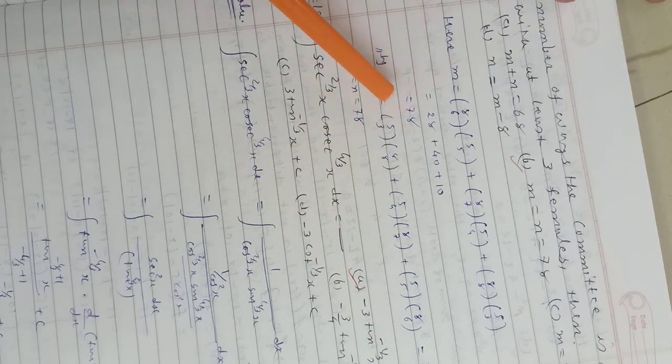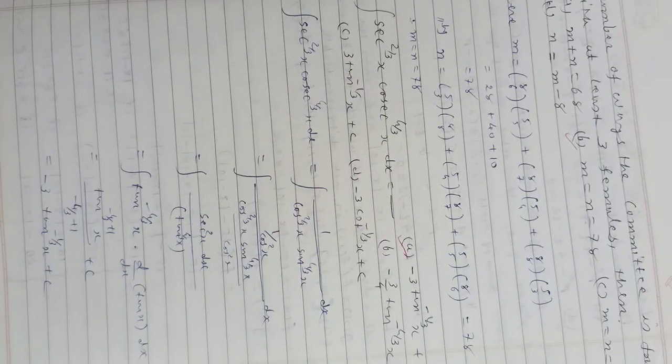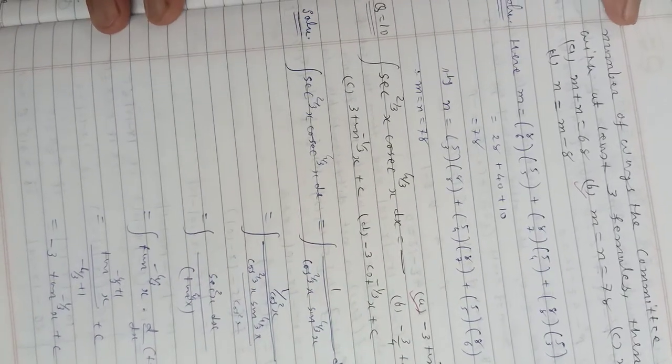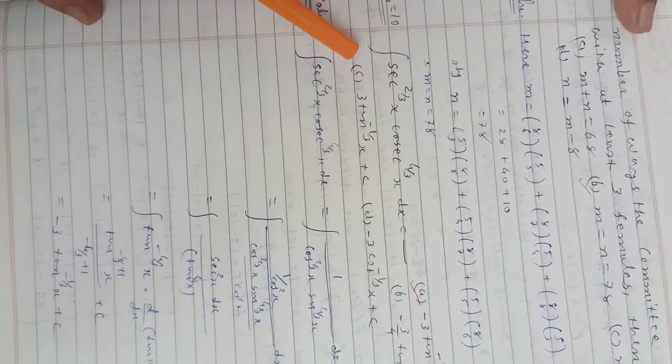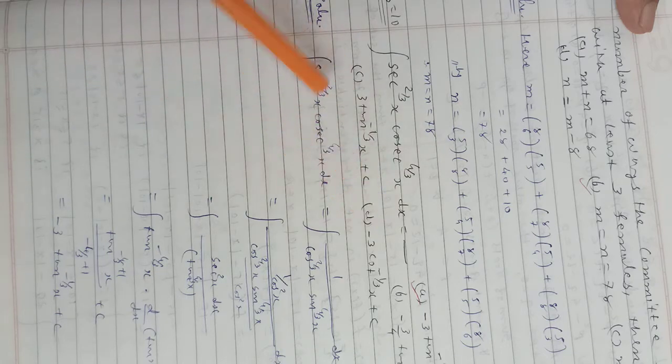If you compare M and N, both are equal to 78. And therefore the correct option is B. And now we have the last example, number 10. See, integration of sec^(2/3)x cos^(4/3)x dx is what? There are 4 options given.